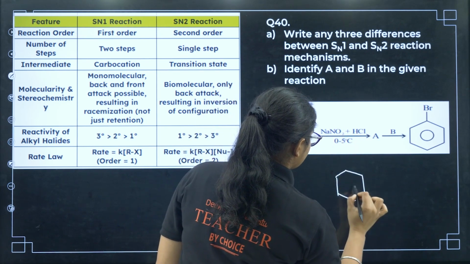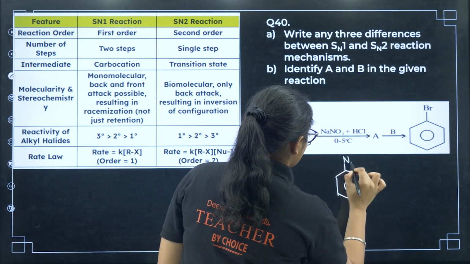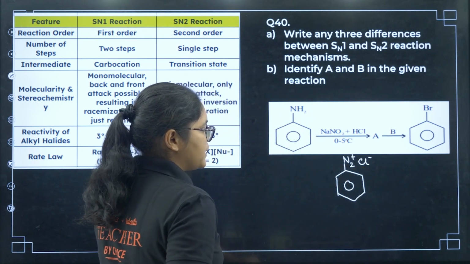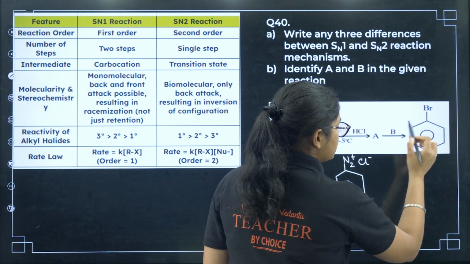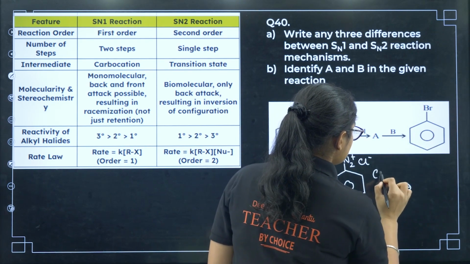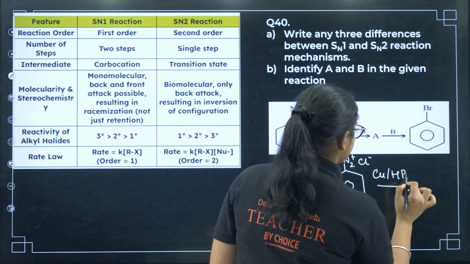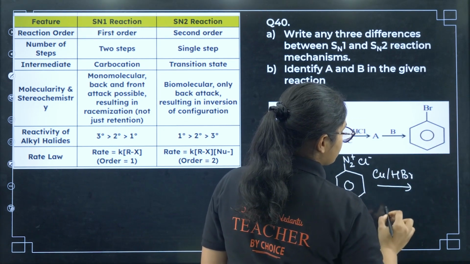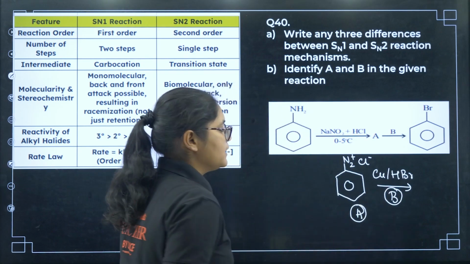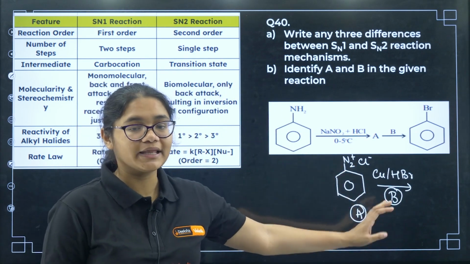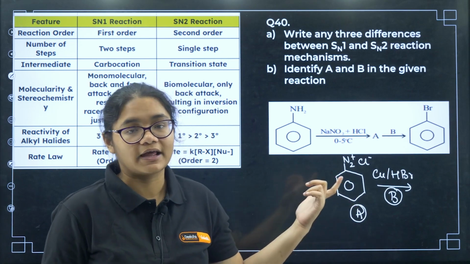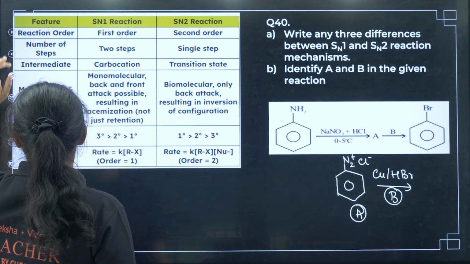So A will give you N2 plus and Cl minus. Okay, diazotization reaction. Next, here I can just use Cu in presence of HBr to give you bromobenzene. Okay, so this is my B and this is your A. This is your Gattermann reaction, to get bromobenzene from the benzene diazonium chloride. Okay.